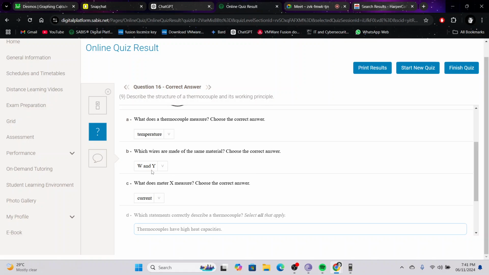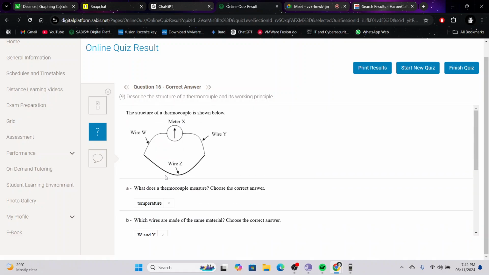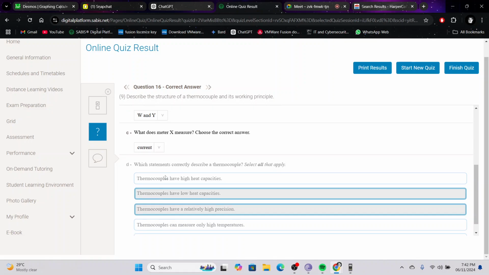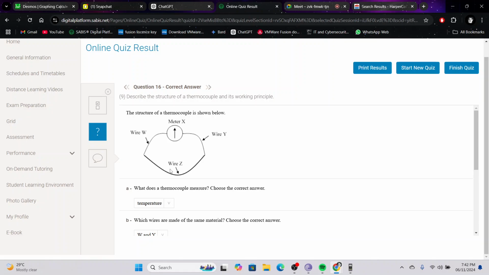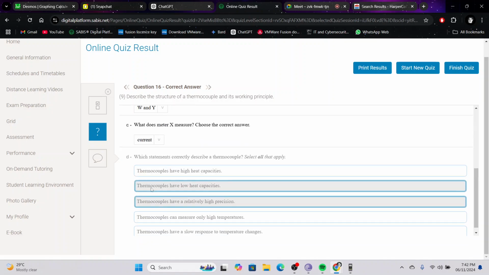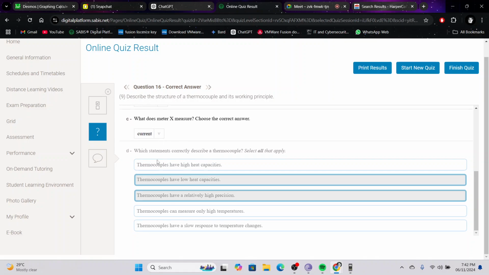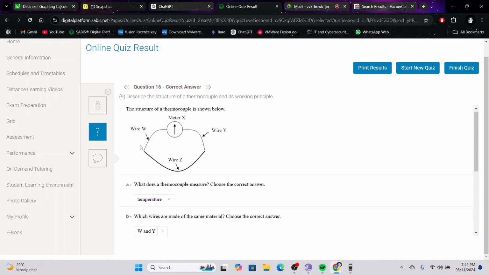Okay, what does meter X measure? Current. Now, the only meters we really took last year are the ammeter and the voltmeter, and I don't think voltage was there. But if it was, voltage wouldn't really make sense. So what meter X measures would be the current. And obviously, by the way, meter X would be a galvanometer, not an ammeter.